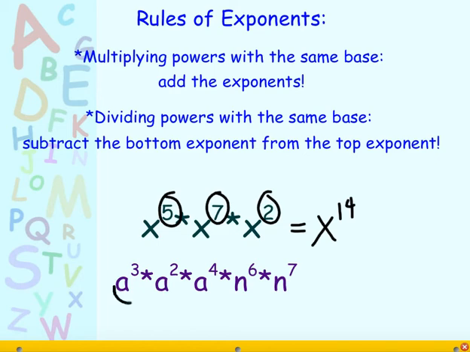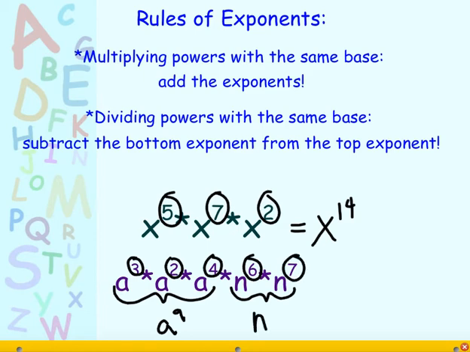So we look at the a's and say, I'm going to multiply these together, so I add the exponents to say 3 plus 2 plus 4. That gives me a to the 9th. Then we have our n's. 6 plus 7, we get n to the 13th. Our final answer, we just say we have a to the 9th times n to the 13th. That's all we need to do.